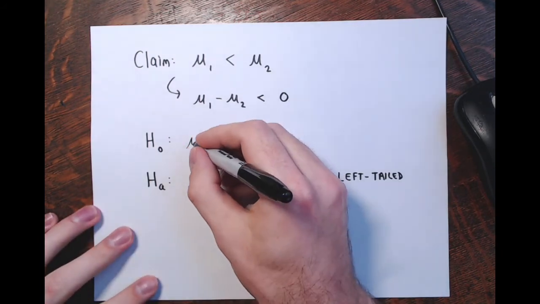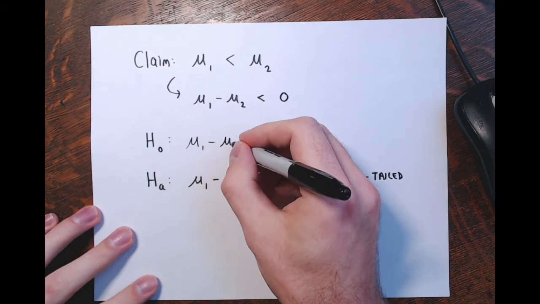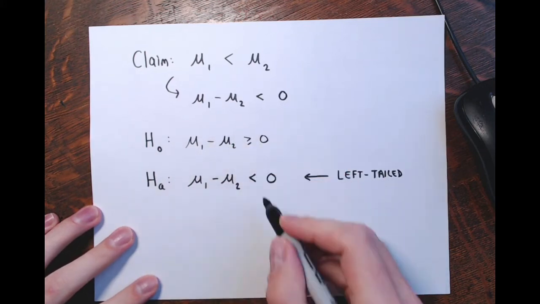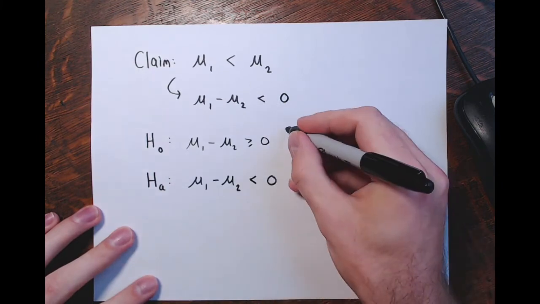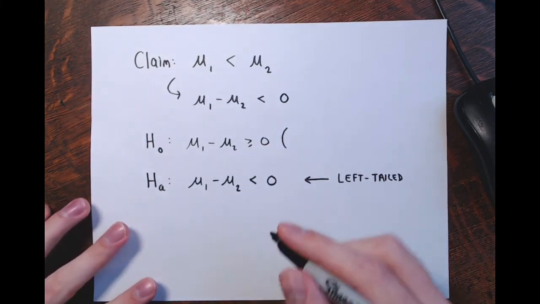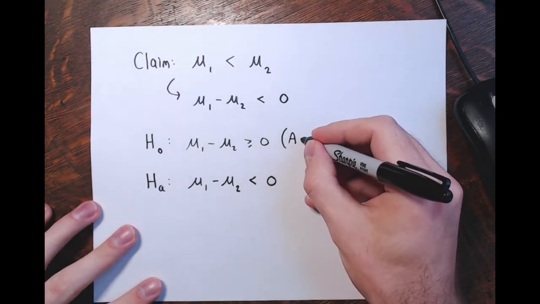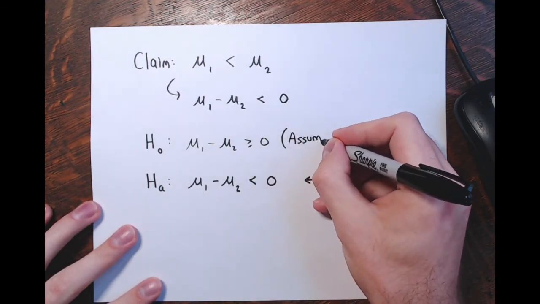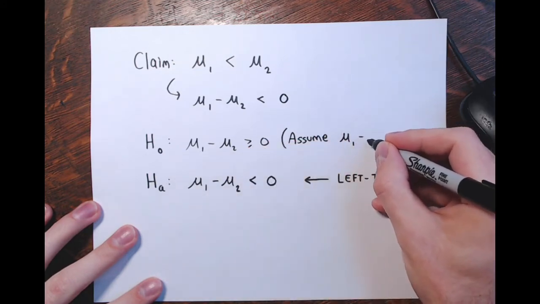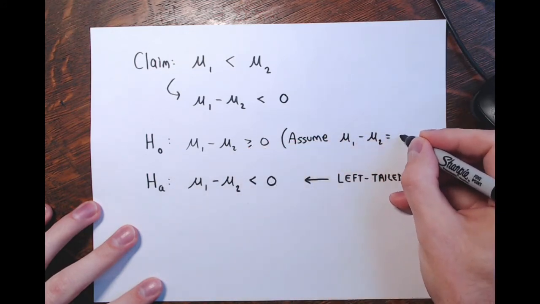And then the null hypothesis would be that mu1 minus mu2 is greater than or equal to 0, or the opposite of being less than 0. But, again, most times you're going to see them just using the equal sign. We're going to be assuming the equality part, that mu1 minus mu2 equals 0.